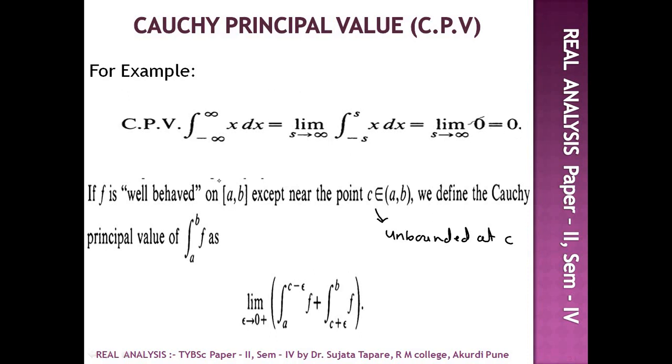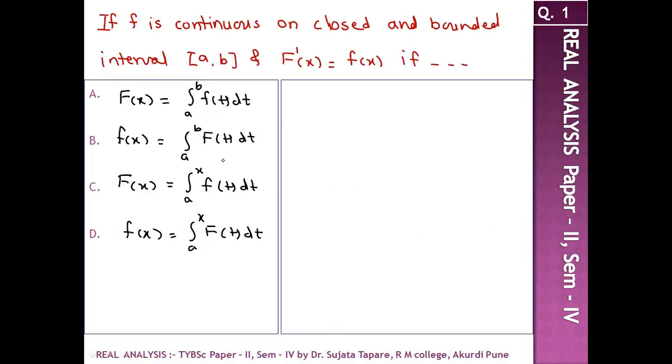How to find Cauchy's principal value when the function is unbounded at some point c which belongs to the closed interval [a, b]? In that case, we split the integral at the point x equal to c. Suppose the integral is from a to b, then we may write the limit as epsilon tends to 0 plus of the integral from a to c minus epsilon of f plus the integral from c plus epsilon to b of f. Let's go to the multiple choice questions on the topic.